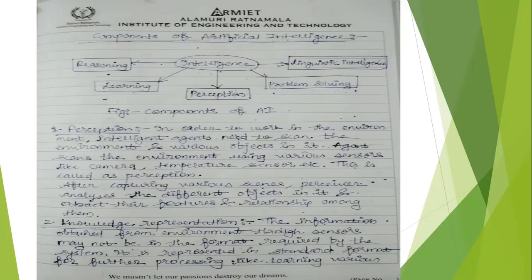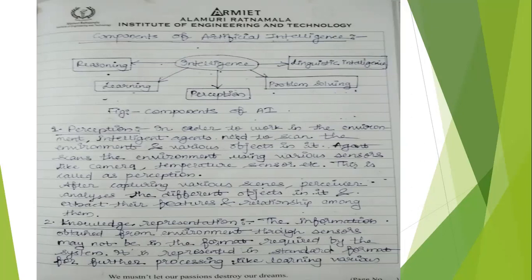It scans the environment using various sensors like camera, temperature sensors, etc. This is called perception. Now, how does the agent scan the environment? An agent is a medium through which the AI machine perceives the environment, or catches the input, gets the input from the environment.